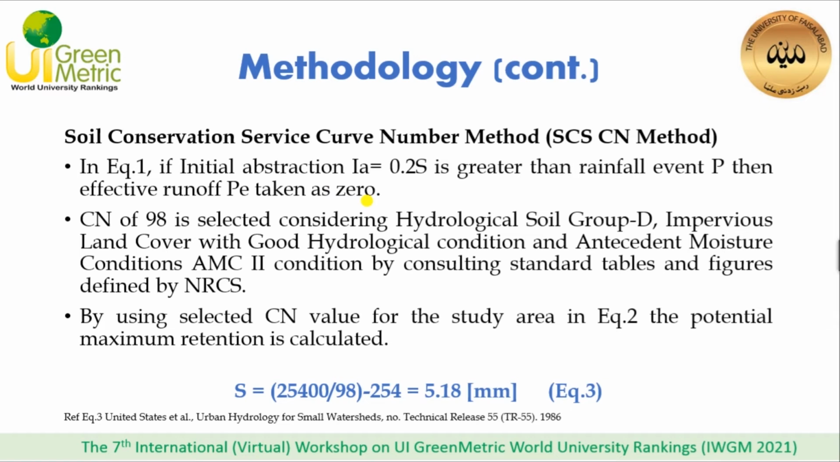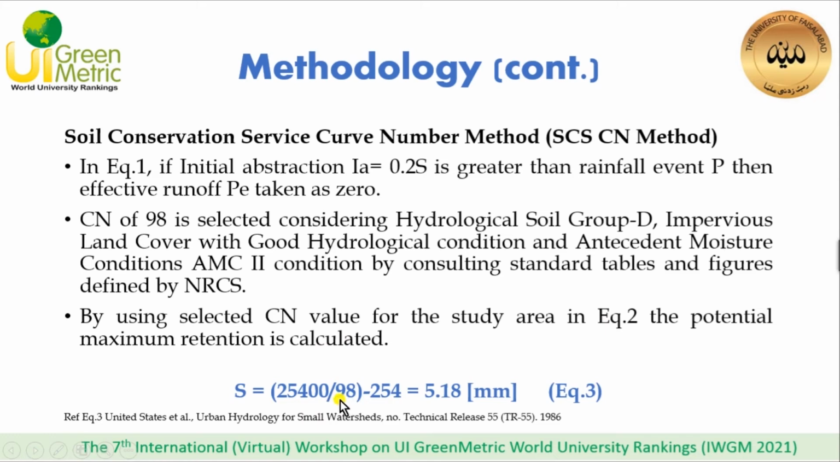Also, our area is a rooftop area with good hydrological conditions, and curve numbers depend upon the soil group, hydrological conditions, land cover, and moisture condition. So the rules defined by the NRCS are adopted, and a curve number of 98 is selected for our study area. The potential maximum retention is calculated using equation 2, in which we entered the value of the curve number, and we calculated 5.18 millimeters for the initial abstraction.